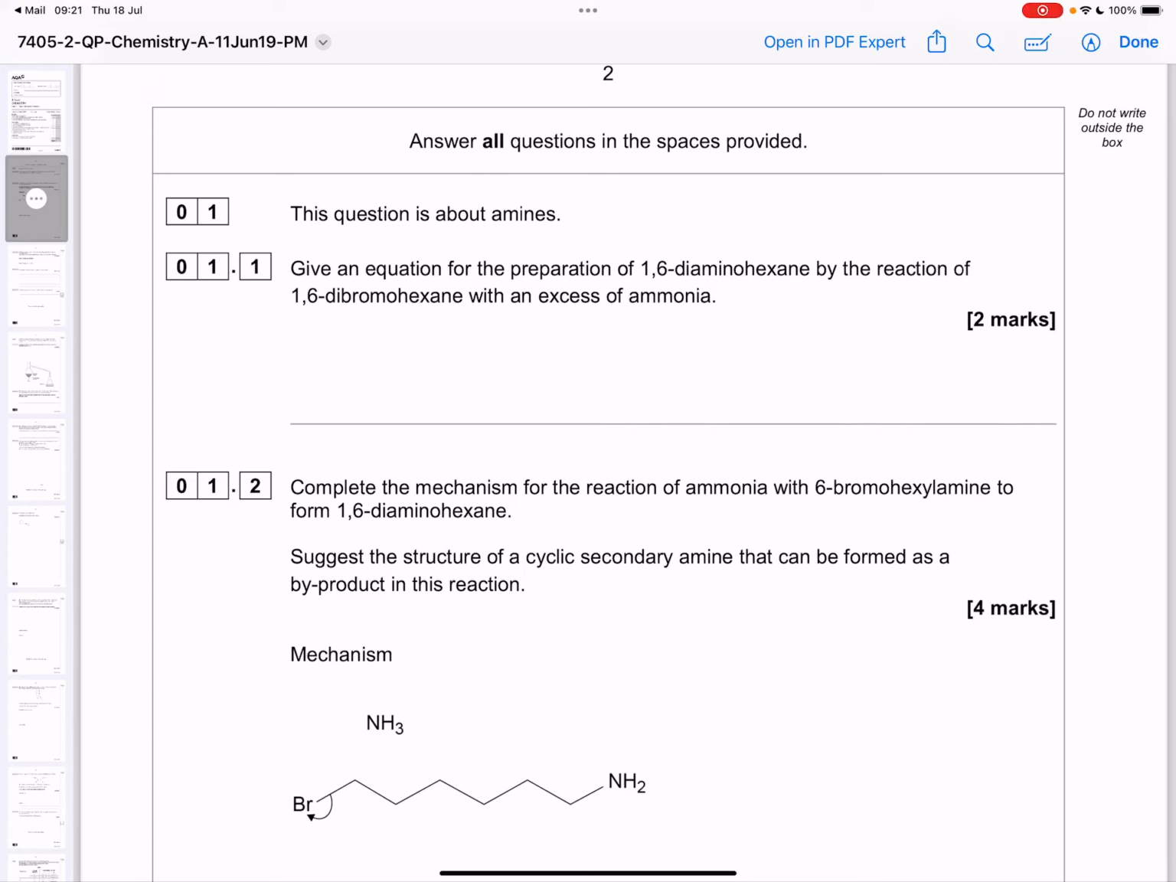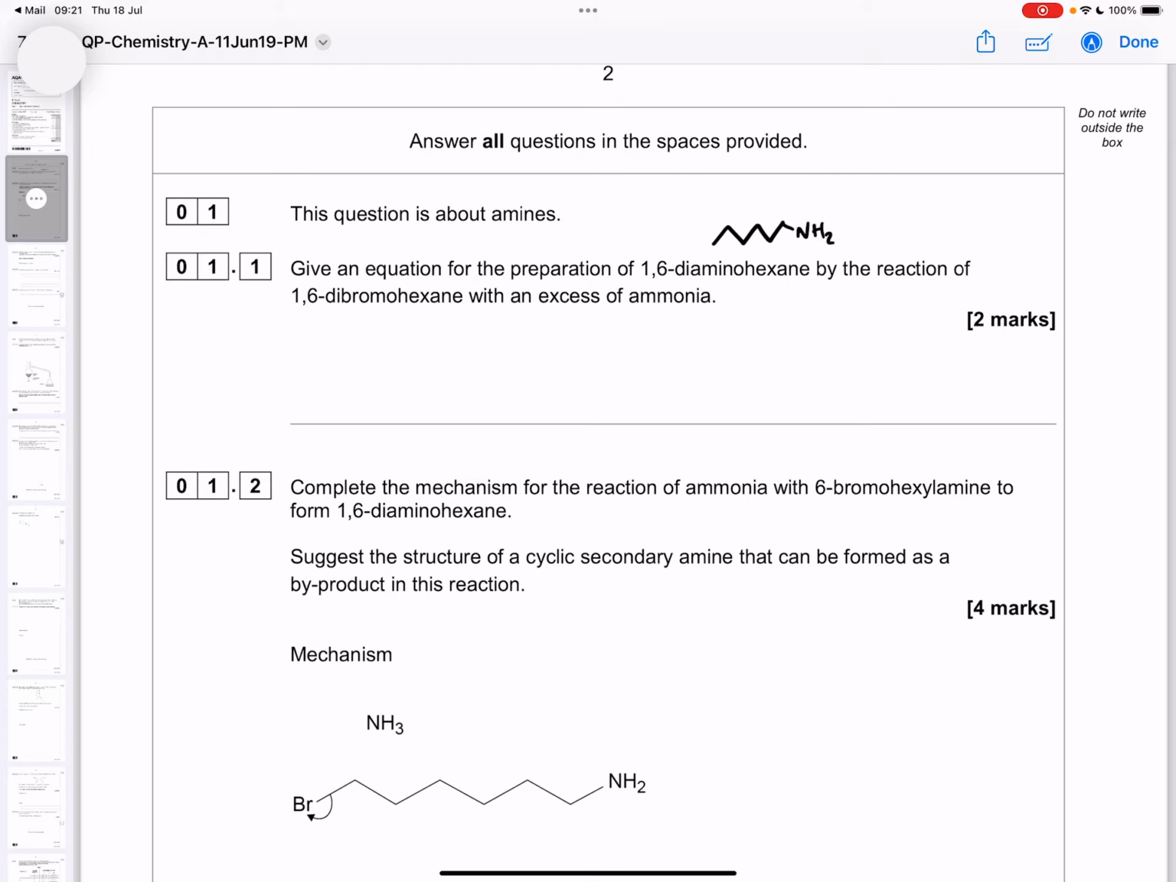This question is about amines. Give an equation for the preparation of 1,6-diaminohexane by the reaction of 1,6-dibromohexane with an excess of ammonia. So the first thing to do is think about the structures. So we're trying to form 1,6-diaminohexane.